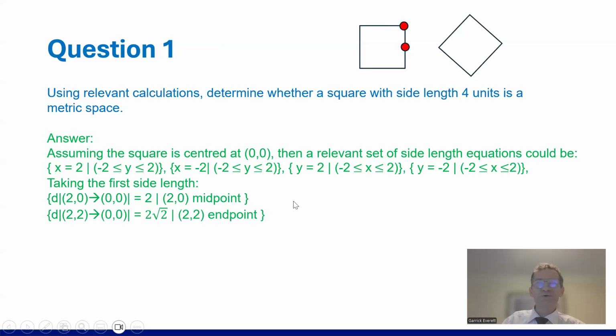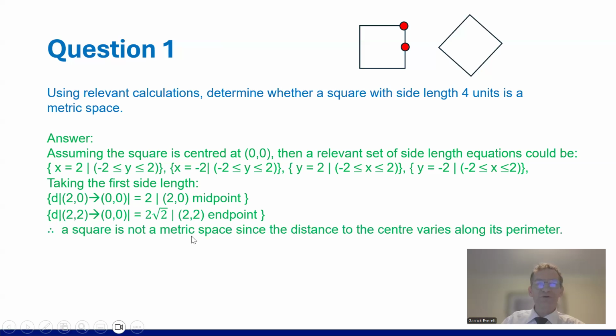So now you know which 2 points I'm looking at, and we can tell that this distance doesn't equal this distance. Therefore, a square is not a metric space, since the distance to the center varies along its perimeter. And really, that's all you have to do. Done. Okay. Hope that's helpful when you do the assessment.